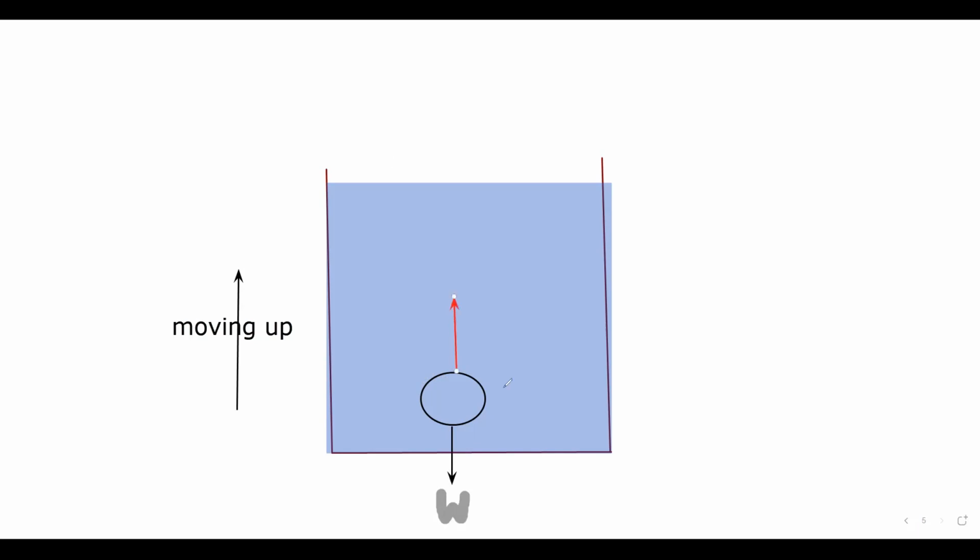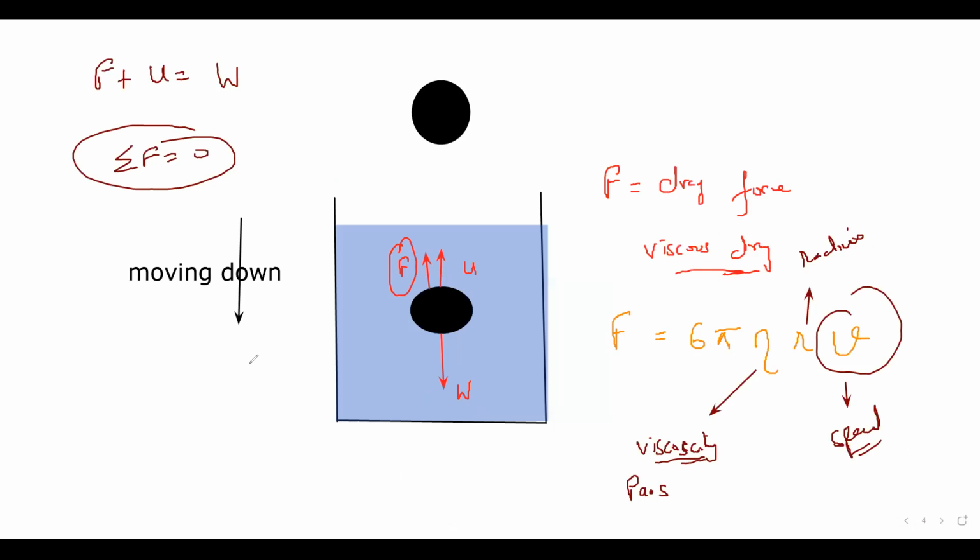And then what about the viscous drag or the drag force? That always opposes the motion. So in this example, the viscous drag will be downward. When we write the equation, we'll say that upthrust is equal to viscous drag plus the weight. In the previous example, upthrust plus viscous drag was equal to weight, because the object was moving down. So it depends on the question how the object is moving.